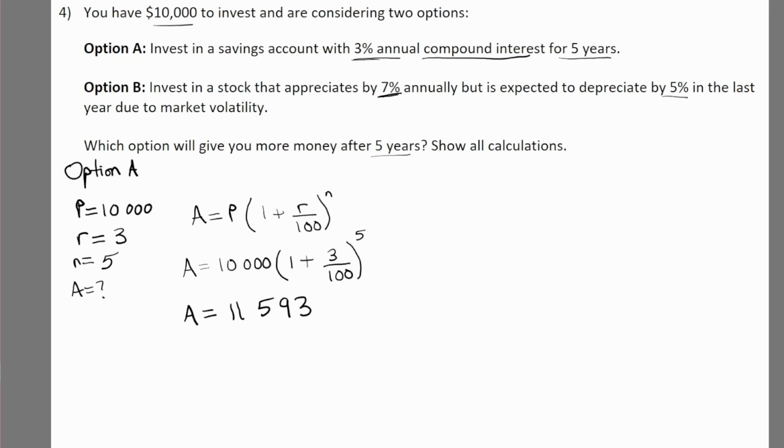All right, so this is for option A. That's it, we're done with option A. So we know that after 5 years with option A, we will have this total amount of money right here, okay? Now, for option B, it's a little bit more complicated. So we know that it's going to appreciate by 7%, okay? But in the last year, it will depreciate by 5%.